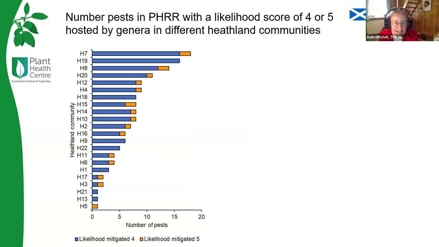You can also drill down into that data and come up with numbers of pests at a community level. So as you probably know, for example, the Heathland broad habitat in the NVC is broken down into different communities. And those communities are just numbered up the side because the names are too long to put on the graph. But the numbers represent different communities, and different communities within the broad habitat of Heathland have different risks of hosting different pests because of their plant community composition. So you can see there that H7 and H19 are the two Heathland communities that could actually host a lot of the pests and pathogens.